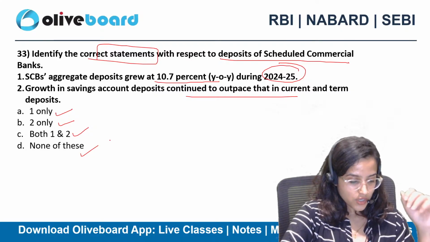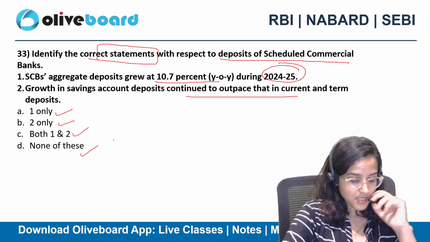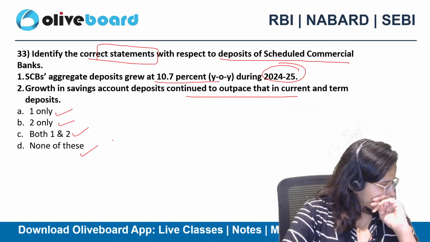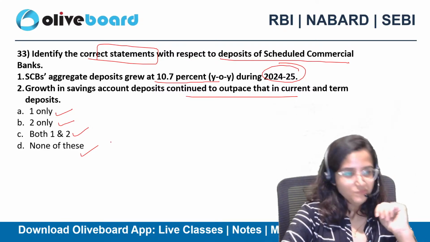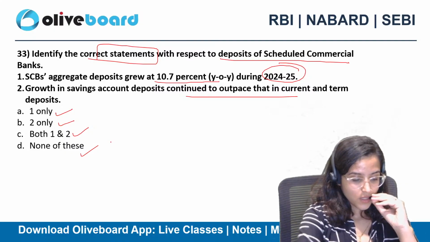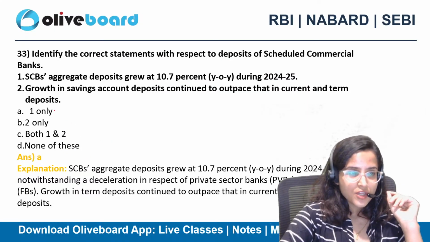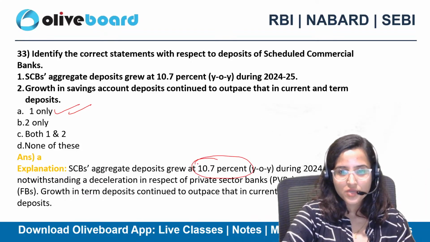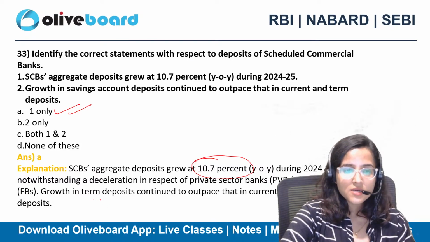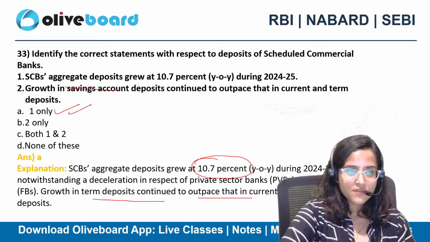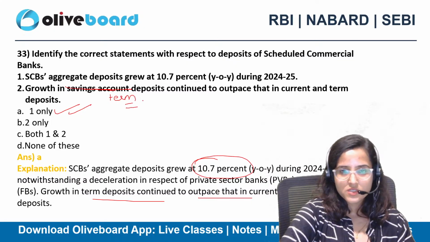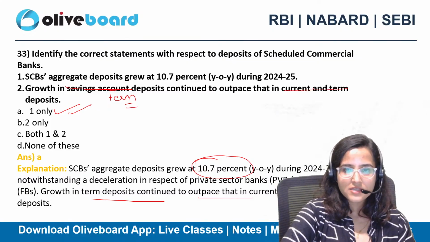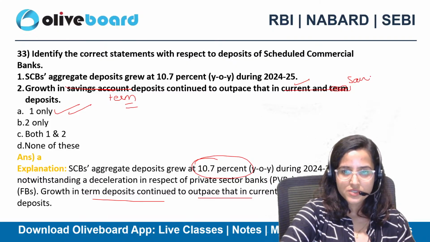23rd question, Anurag and Ashish have given me A as the answer. Anybody else? So your answer is A, very good, one only. So SCB's aggregate deposits grew at 10.7%. That's absolutely correct. Growth in term deposits continued to outpace, not savings account deposits, term deposits. So outpace current and savings deposits. ठीक है?